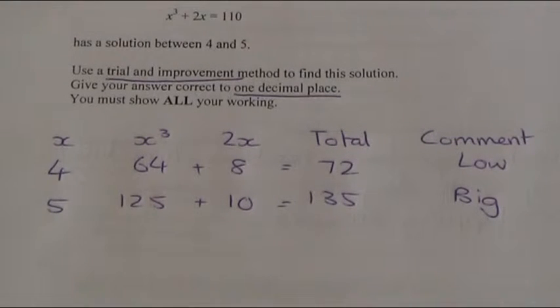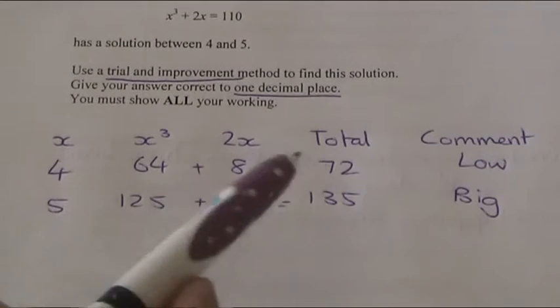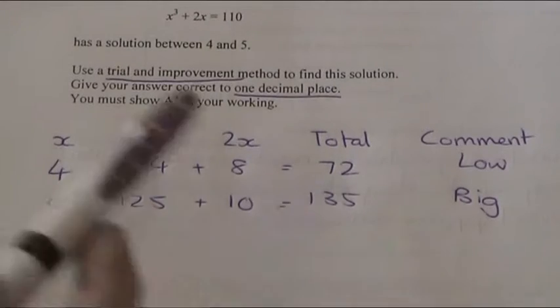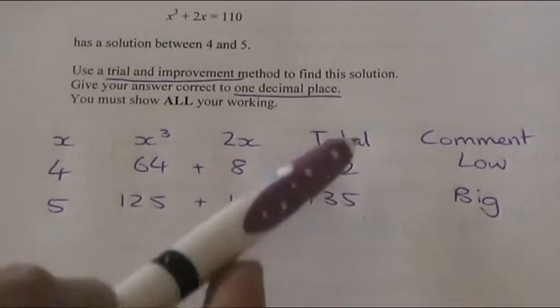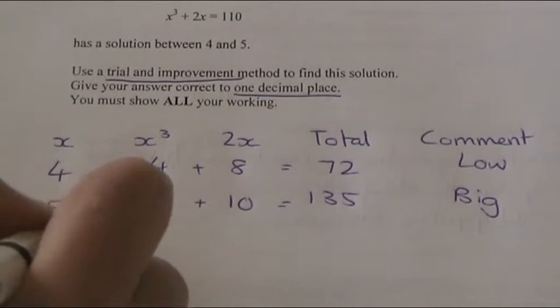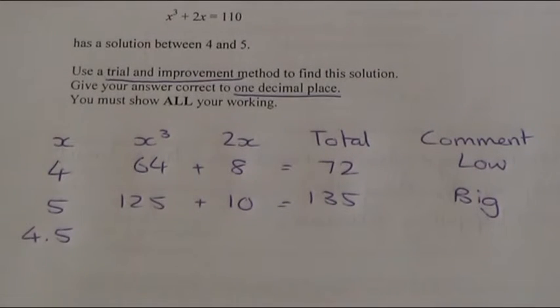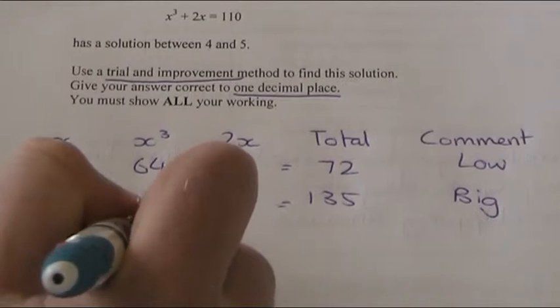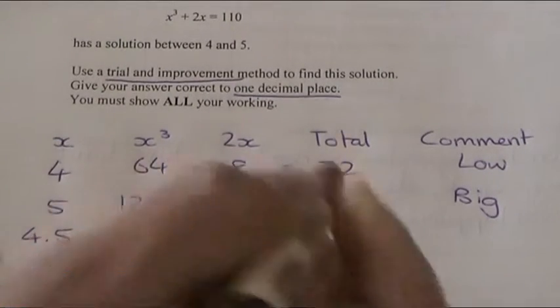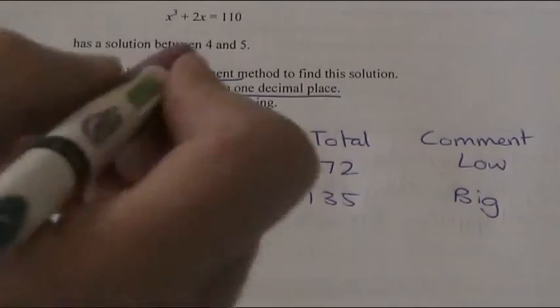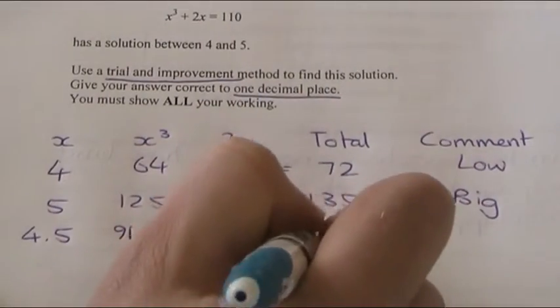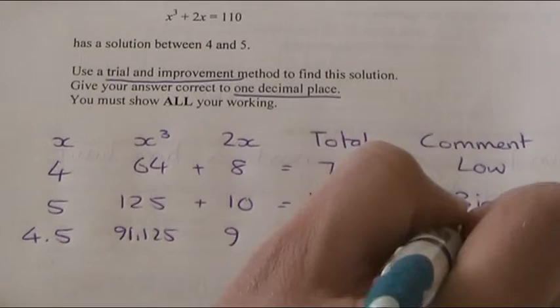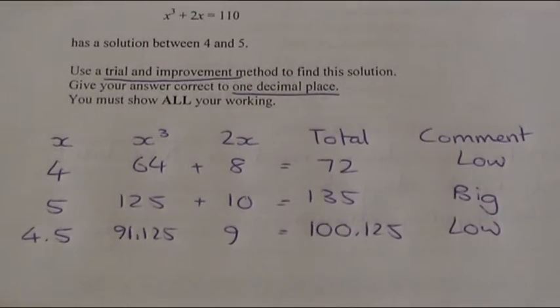Right, so sometimes you have to use a bit of common sense here. I'm trying to make 110, so I wouldn't guess 4.1 because it's going to give me an answer probably about 80. 110 is roughly in the middle, so I'm going to go for 4.5. I don't always go for the middle. It always depends on these two answers. So 4.5 cubed, write it all down, is 91.125. Double it is 9, so if I add on 9, I get 100.125, which again is now too low, but we're getting closer.